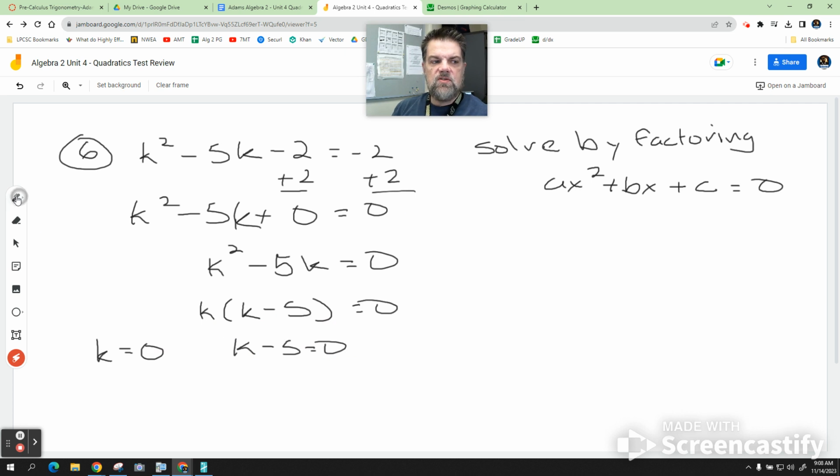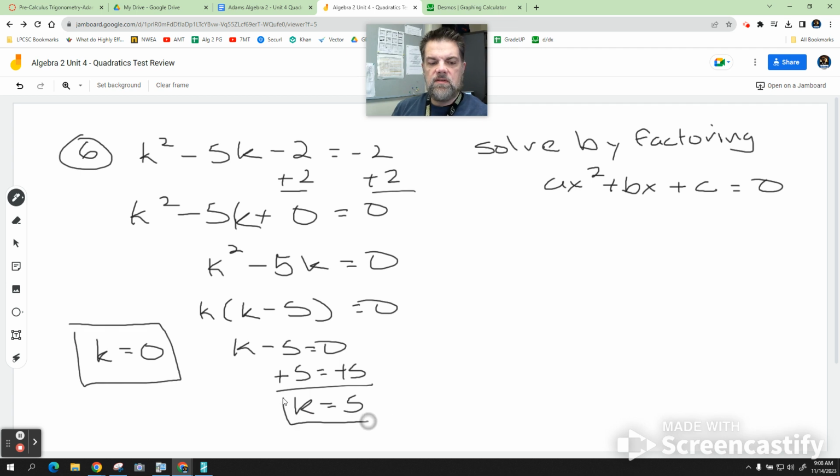So my first solution is 0, and then over here I got to do a little algebra. I'm going to add 5 to both sides, and I get k is equal to 5. So my two solutions are k equals 5 and k equals 0. I don't know why I said it backwards.